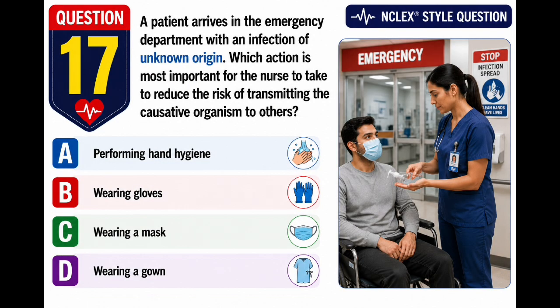Question 17. A patient arrives in the emergency department with an infection of unknown origin. Which action is most important for the nurse to take to reduce the risk of transmitting the causative organism to others? Options: A. Performing hand hygiene. B. Wearing gloves. C. Wearing a mask. D. Wearing a gown.